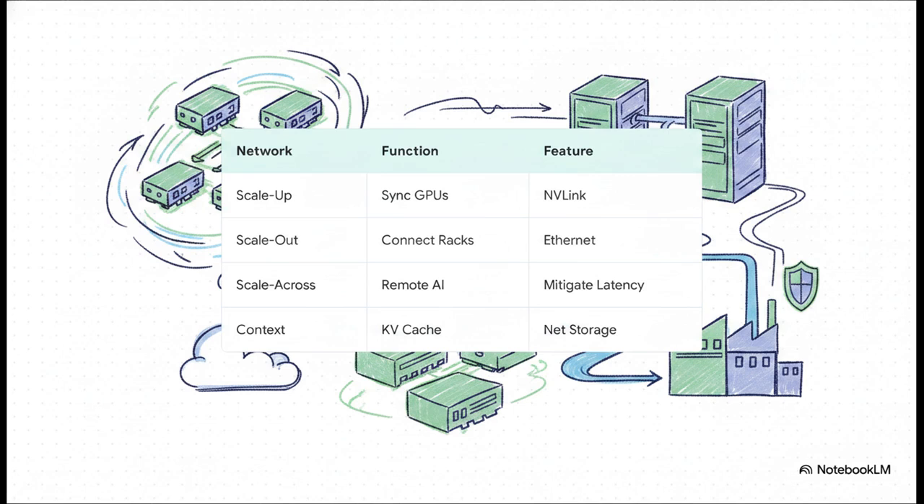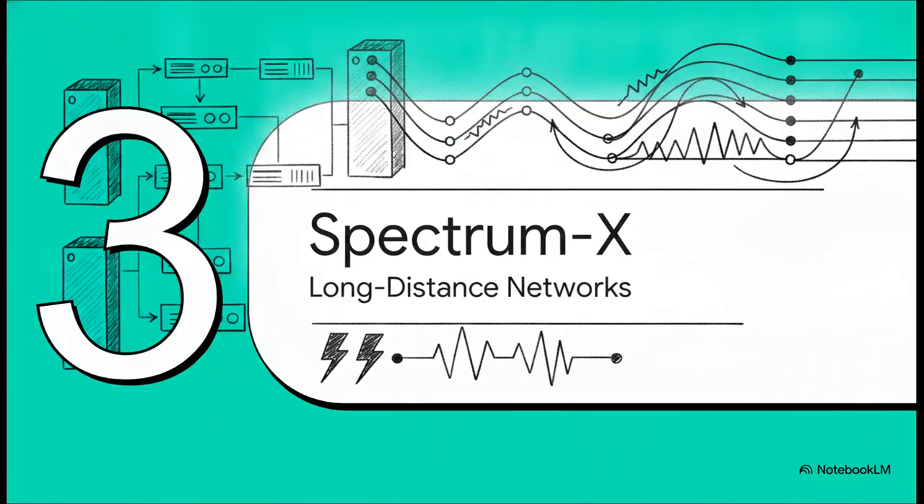Next, you have scale-out. This connects hundreds of thousands of GPUs across different racks all over the building. Then, scale-across. This actually links entirely separate remote AI factories together without letting the physical distance kill your performance. And finally, context memory. This is a dedicated network built purely for handling the massive, ever-expanding memory caches you need for AI inference.